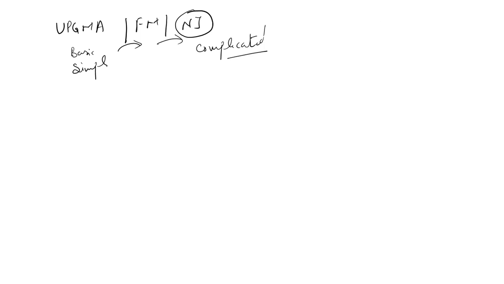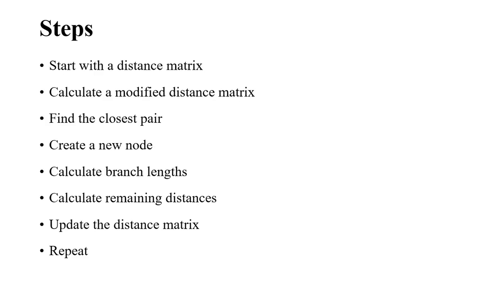Now let's talk about the steps of the neighbor joining method. It contains lots of steps. If you remember UPGMA or Fitch-Margoliash, I'll share the link of those videos also, so you can see them if you have not seen them yet. So first you will start with the distance matrix, meaning it will either be given or you can create it using the formula.